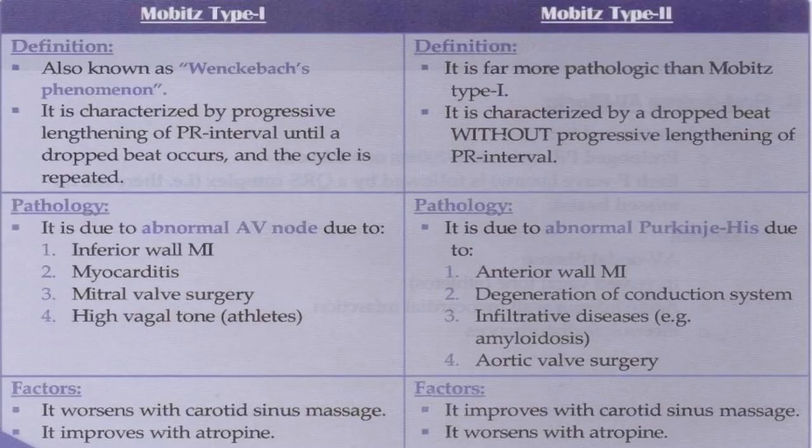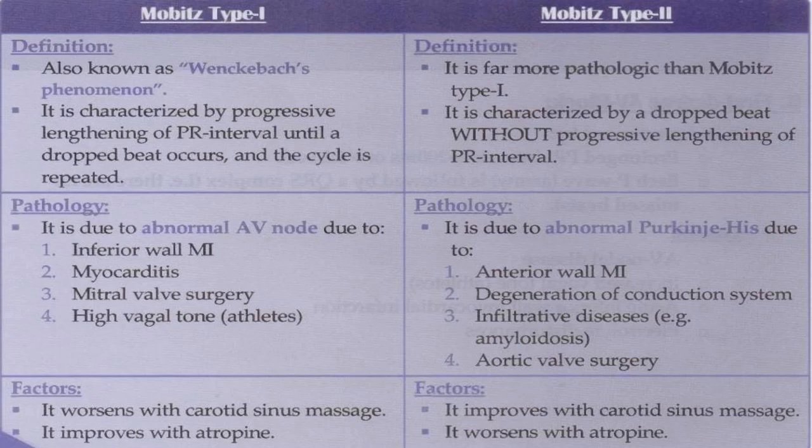Mobitz type 1 is also known as Wenckebach phenomenon, and it is characterized by progressive lengthening of the PR interval until a dropped beat occurs, and then the cycle is repeated. However, Mobitz type 2 is far more pathologic than Mobitz type 1, and it is characterized by a dropped beat without any progressive PR interval lengthening. So there will be no PR interval lengthening in Mobitz type 2, but there will be a dropped beat.